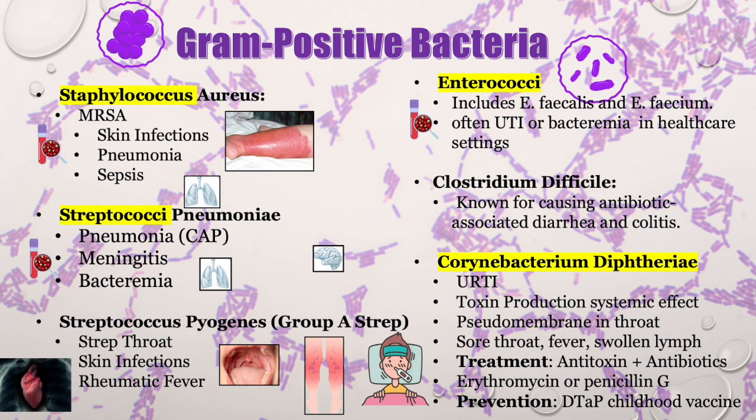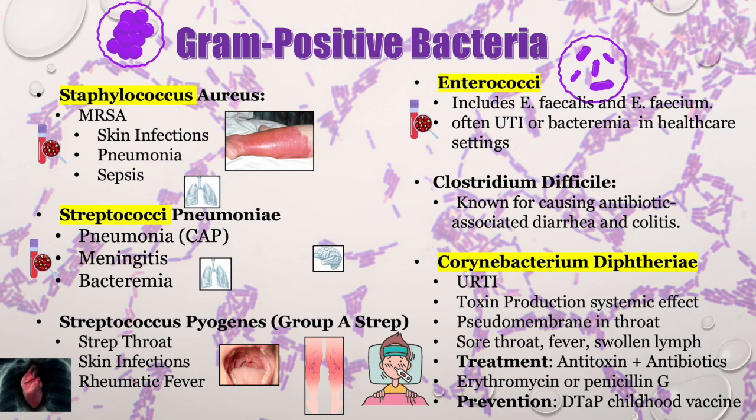Next, let's review Group A Streptococcus, which causes strep throat, skin infections, and rheumatic fever. Enterococcus species includes E. faecalis and E. faecium, often associated with urinary tract infections and bacteremia, especially in healthcare settings. So everybody's familiar with C. diff, which causes antibiotic-associated diarrhea and colitis.